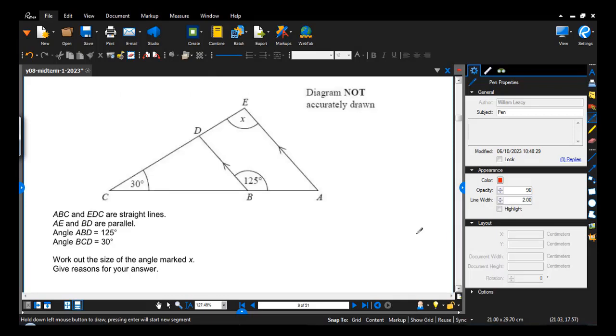Okay, this one. What stands out to you straight away with this question? To me, it's that and that. We have parallel lines, right? So in reality, they just continue like this, don't they? They just continue like that.